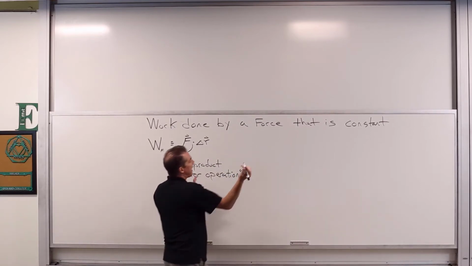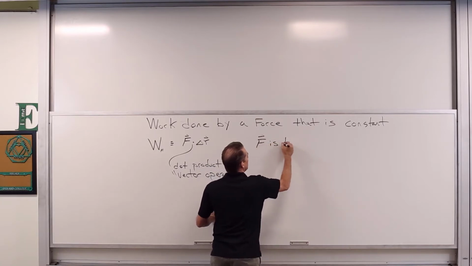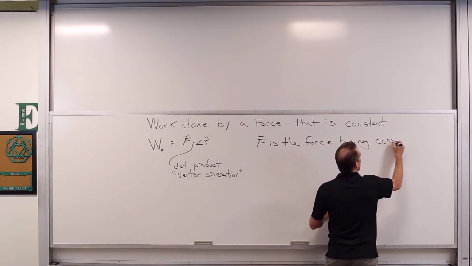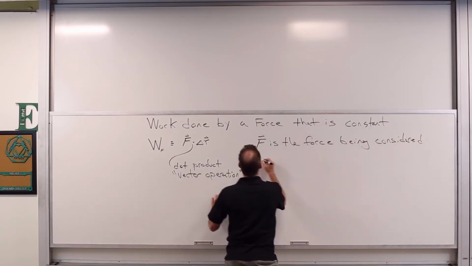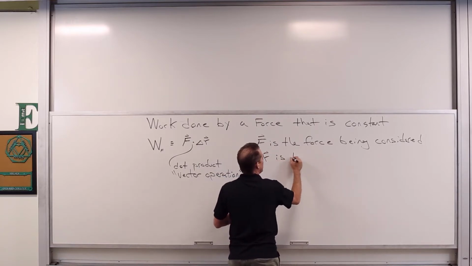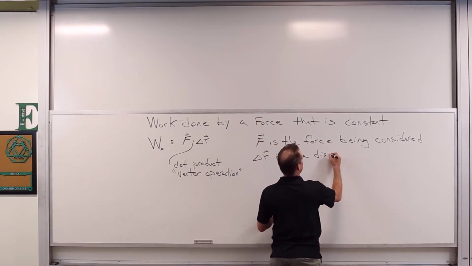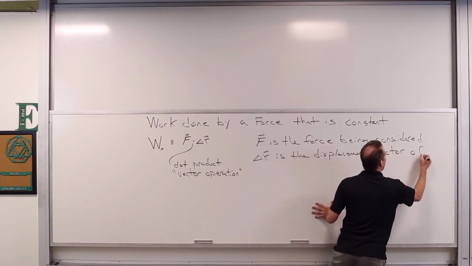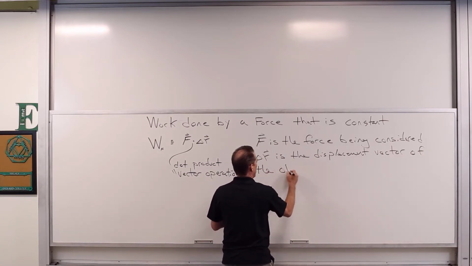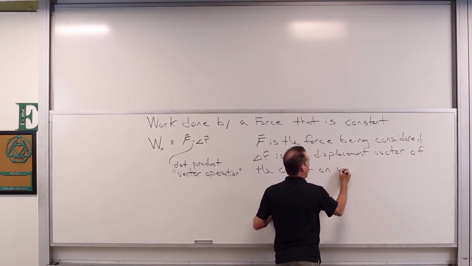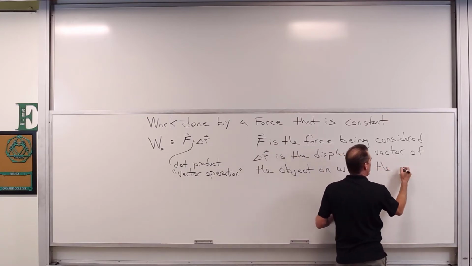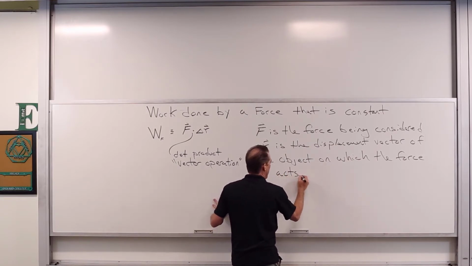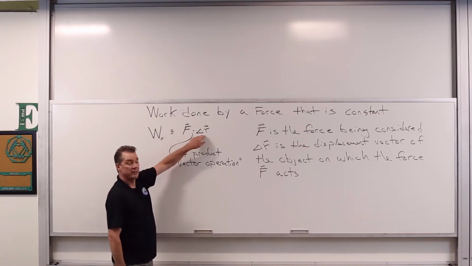And of course, we have F as the force under consideration. Delta R is the displacement vector of the object on which the force F acts. So we got a force and a displacement vector.